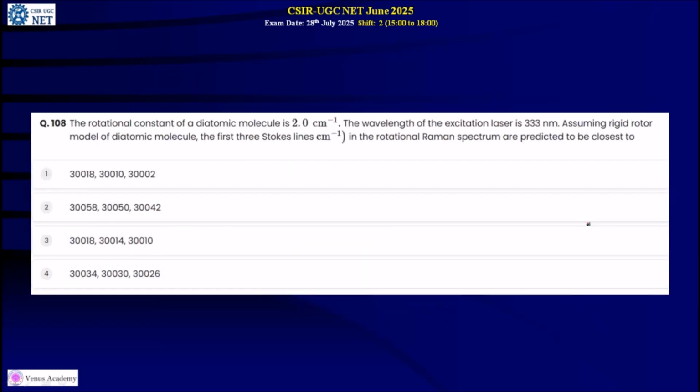Next, question number 188. The rotational constant of a diatomic molecule is 2.0 centimeters inverse. The wavelength of the excitation laser is 333 nanometers. Assuming the rigid rotor model of a diatomic molecule, the first lines in the rotational Raman spectrum are predicted to be closest to. Question number 188, option 4 is the correct option, friends.